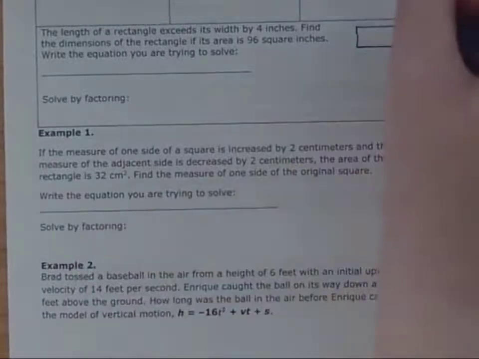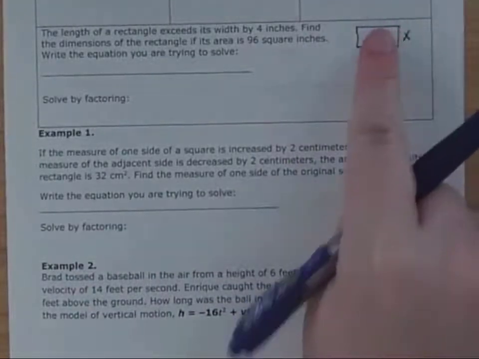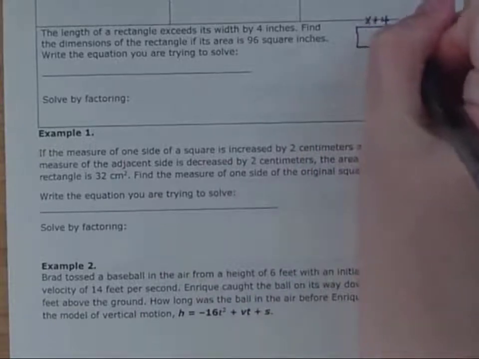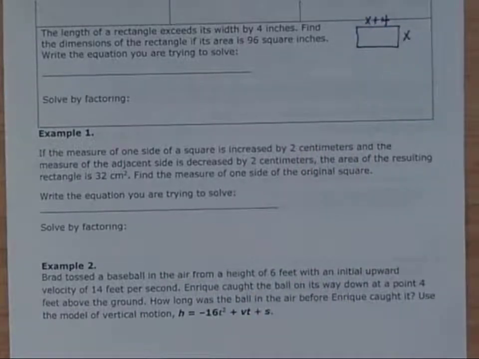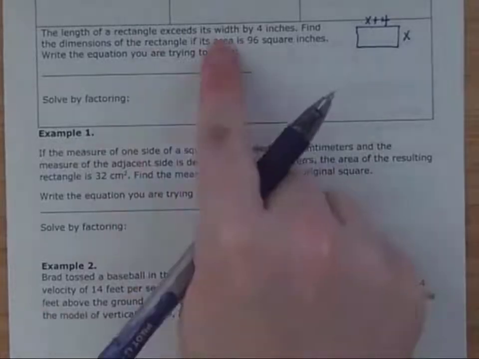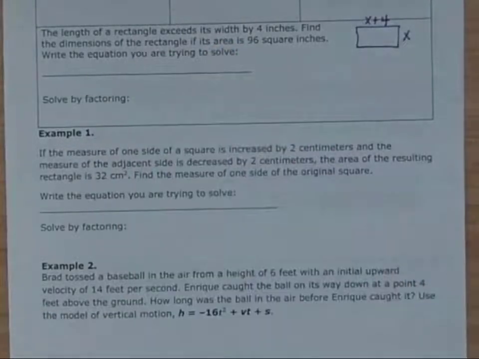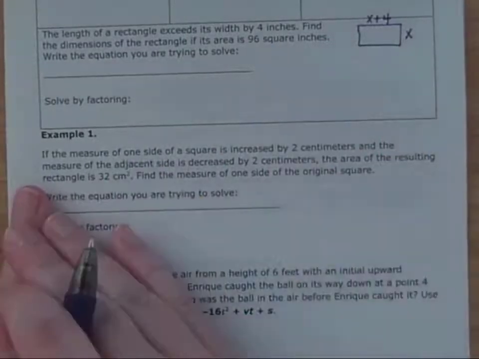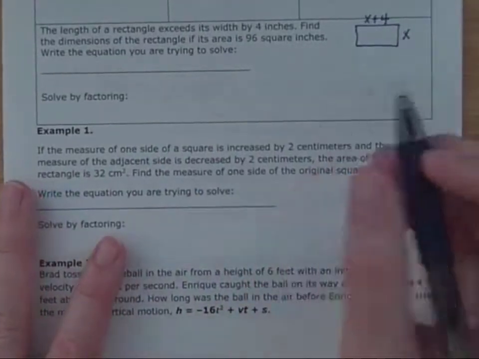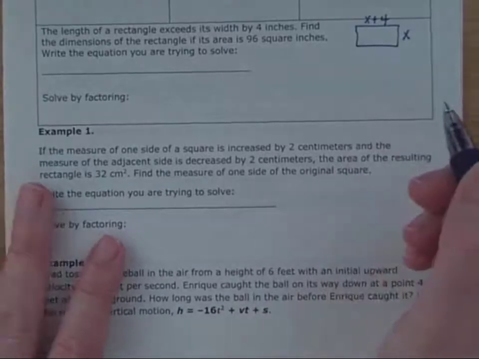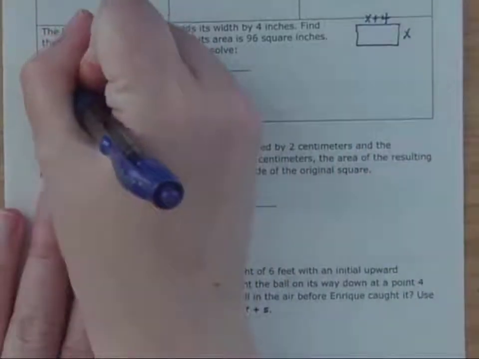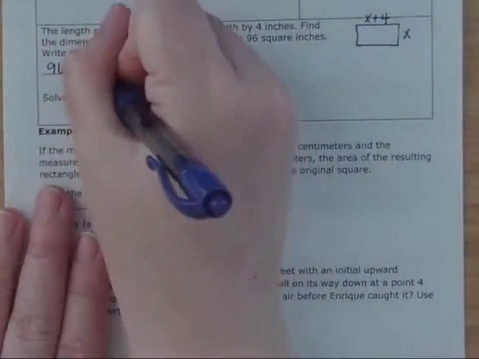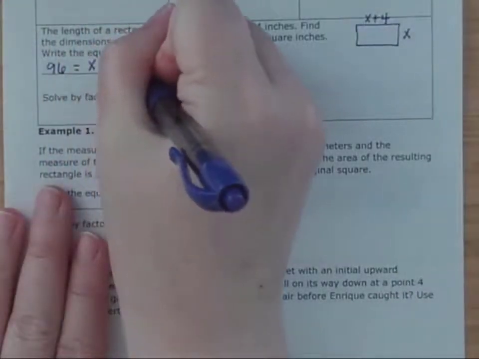And if the width is x, what is the length? Well, it exceeds it by 4 inches, so it's x plus 4. Find the dimensions of the rectangle if its area is 96 square inches. So if I were to write this as area equals base times height, 96 as my area equals x times x plus 4.